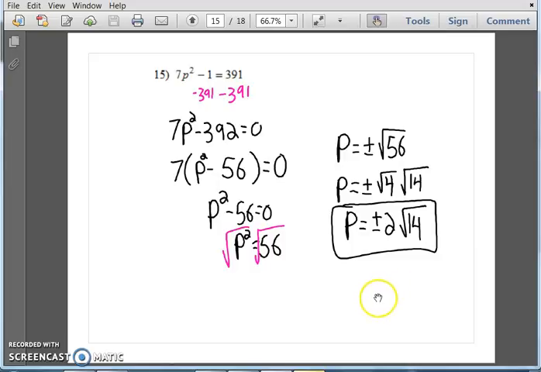Well, I can split that up as the square root of 4 and the square root of 14. Why do I do that? Because the square root of 4 is 2. So my answer here is 2 root 14. You also could have simply isolated the p squared at the beginning by itself and done the same thing. But I try to set it equal to 0 again to see what would happen.